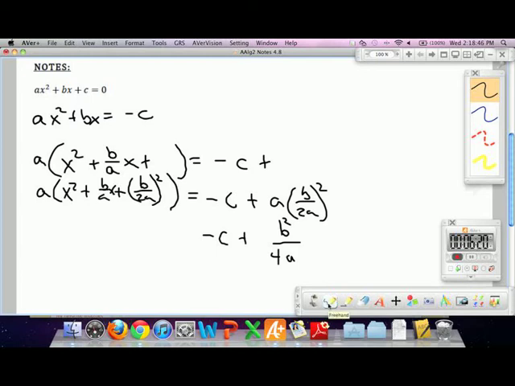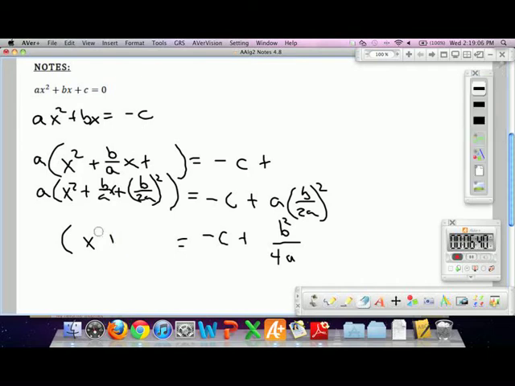And this junk is equal to this. This is a perfect square now, because we constructed it to be one. So this should be equal to the square root of this, plus the square root of this. What's the square root of b over 2a squared? The square root of something squared is just what's inside. And that was multiplied by this a up front.